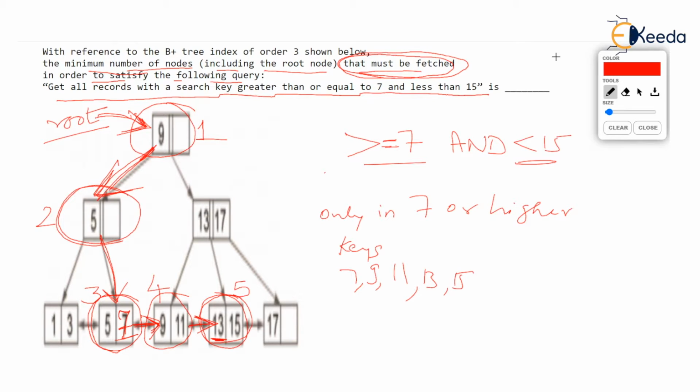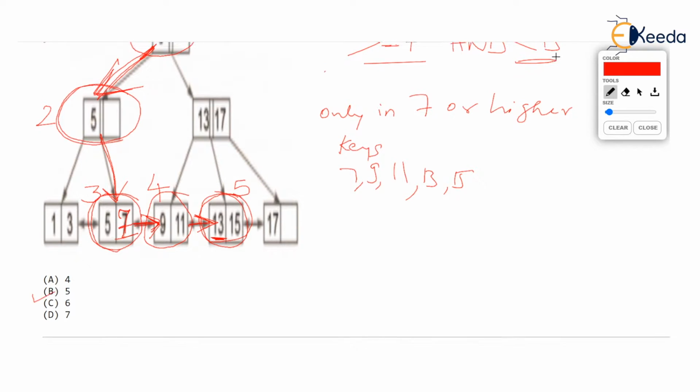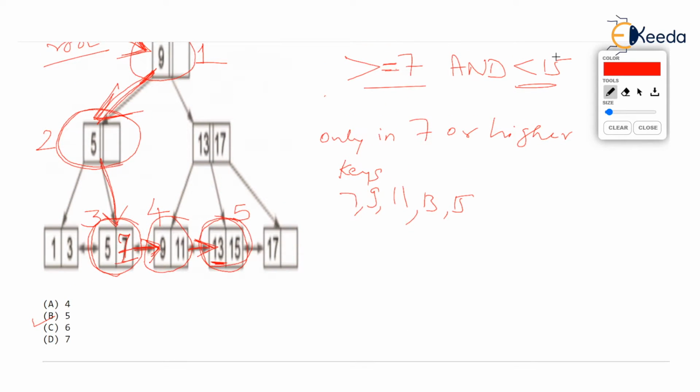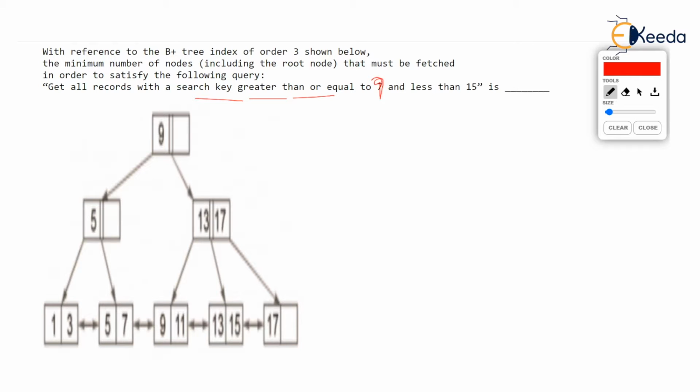So the answer to this question, how many nodes will be fetched? Answer is B. Okay, before we close the discussion of this question, let me check your knowledge on B plus tree. Suppose the question is changed here. Question is, check all the keys which are greater than or equal to 9 instead of 7, and the keys which are less than 15. Then how many nodes will you fetch is the question.